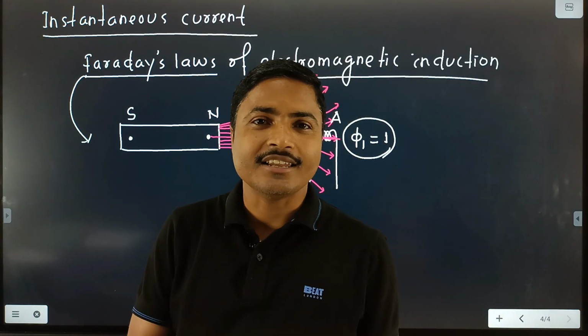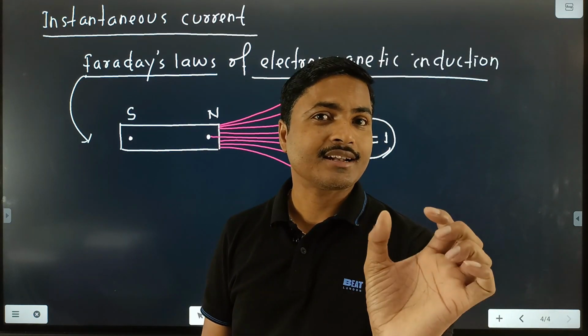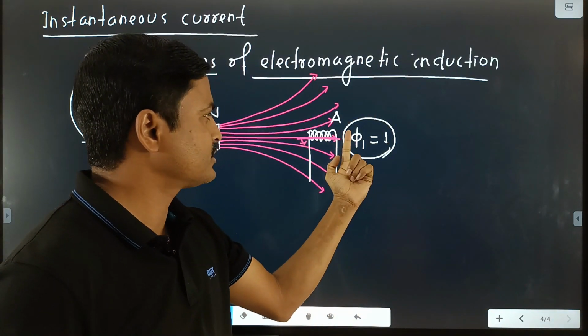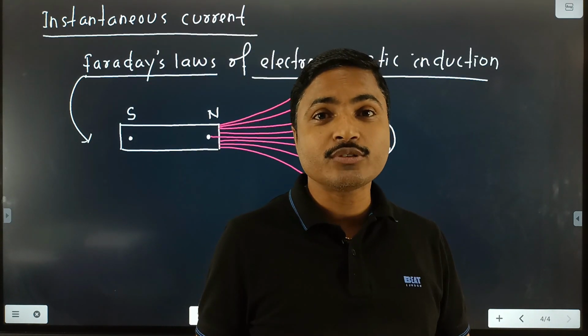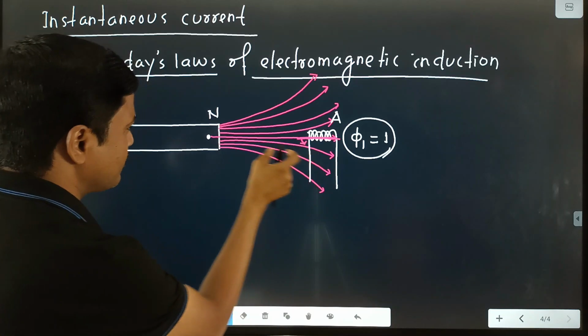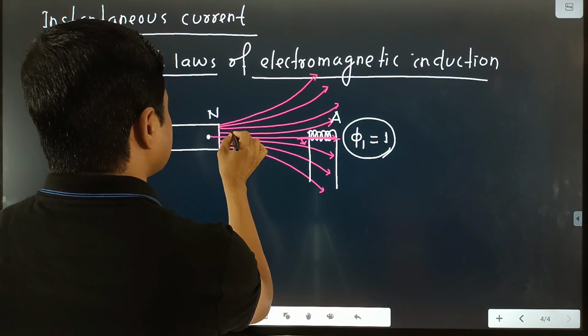Clear? And initially both are at rest. Both coil and magnet are at rest, so the magnetic flux is always fixed. Always fixed means constant. That means always 1. If we move the coil towards the magnet, then this is the new position of the magnet.